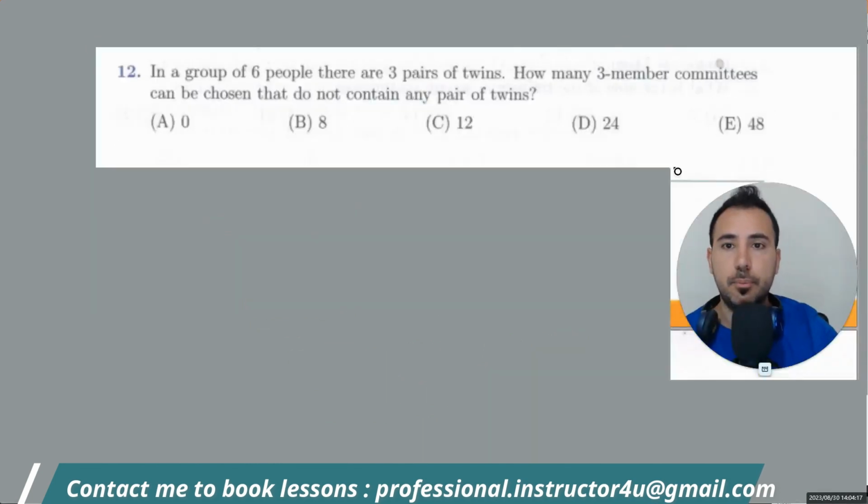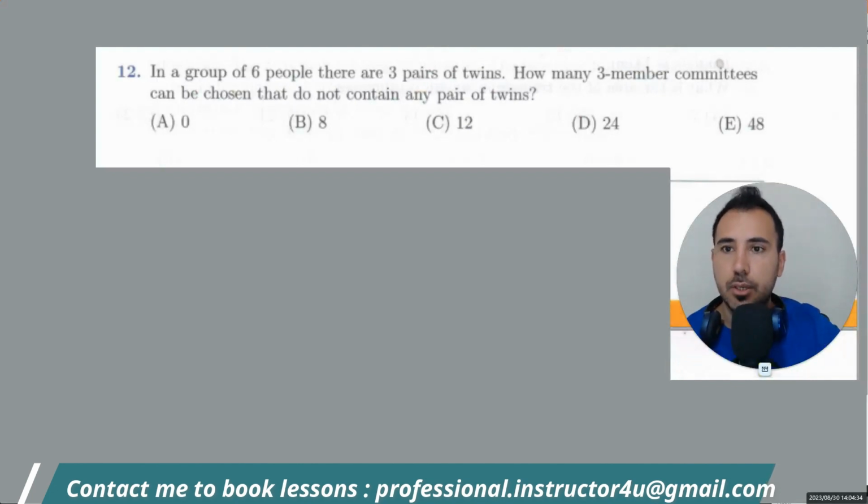In a group of 6 people, there are 3 pairs of twins. How many 3-member committees can be chosen that do not contain any pair of twins? I think one of the options should have been 1. That would also be deceiving.